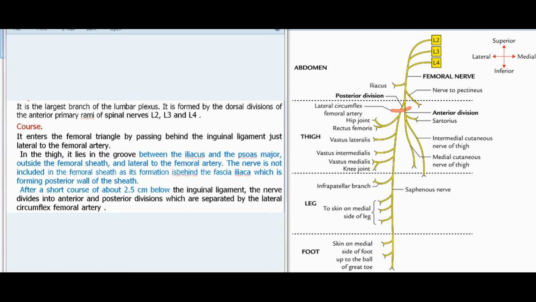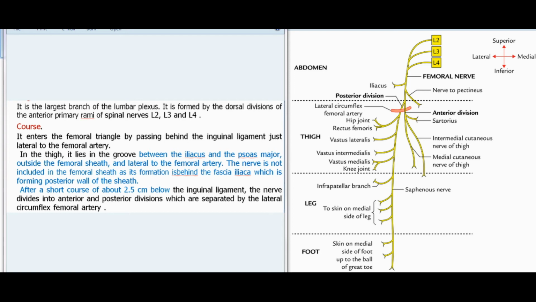In the thigh, it lies in the groove between the iliacus and the psoas major, outside the femoral sheath, and lateral to the femoral artery. The nerve is not included in the femoral sheath as its formation is behind the fascia iliaca, which is forming the posterior wall of the sheath.